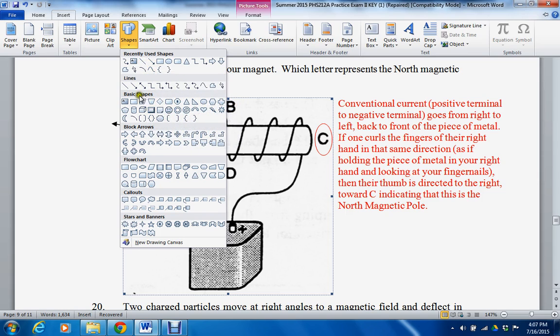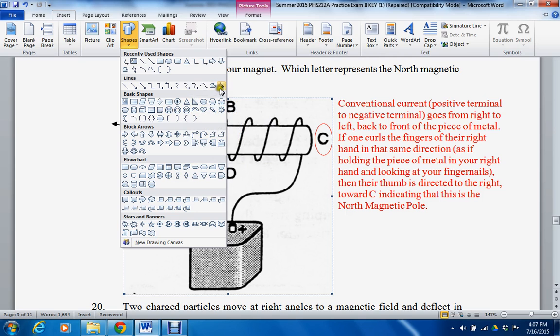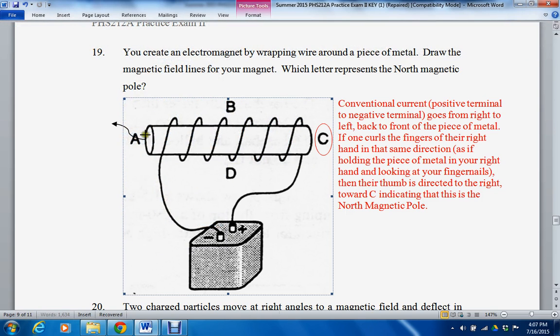I want lots of little places that I click. Why is my functionality limited? Oh, maybe I wanted this one. Oh, but that's what I just did. Oh, guys, I stink at this. I'm so sorry. Forget it. Pretend that I'm just drawing lines that go from one place to the other.